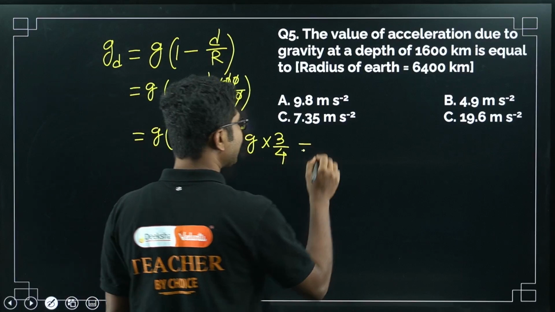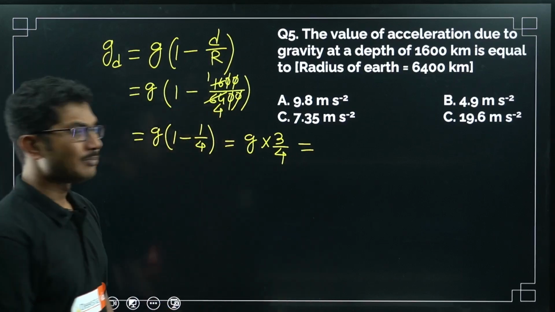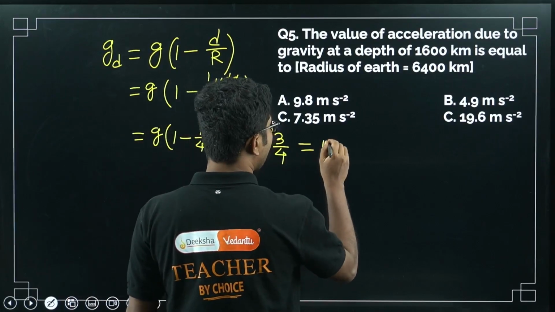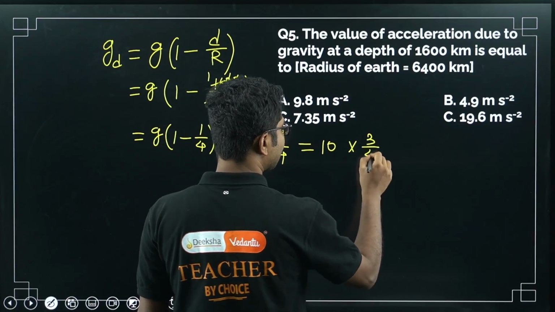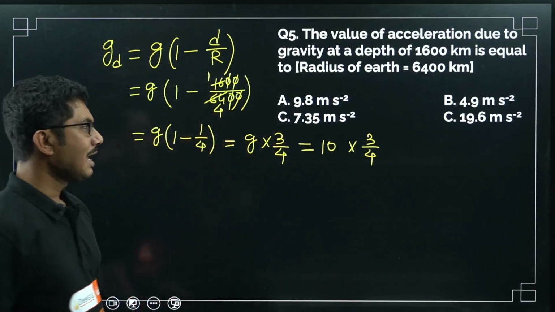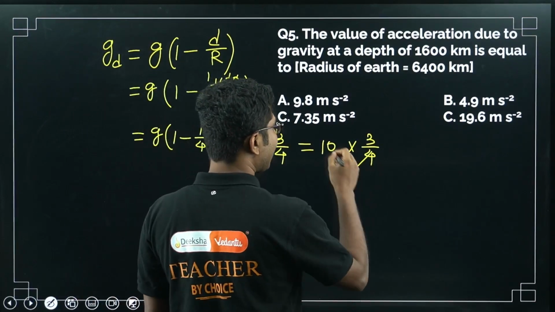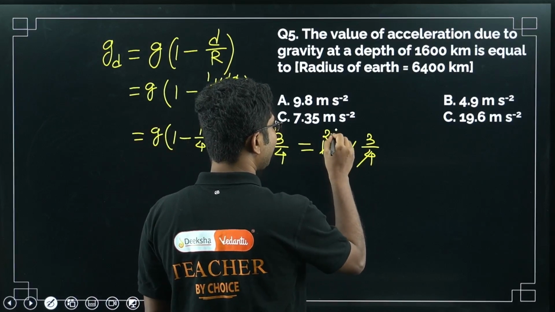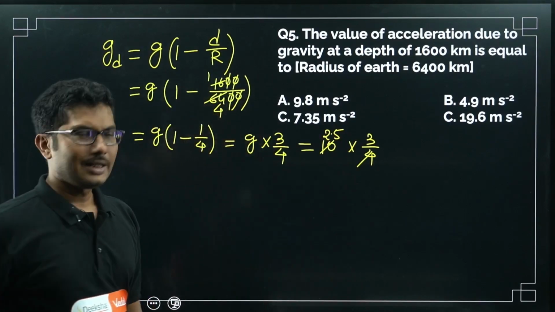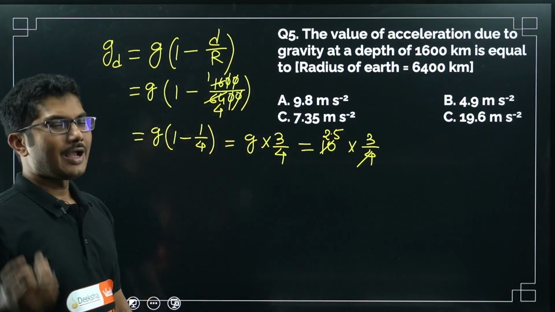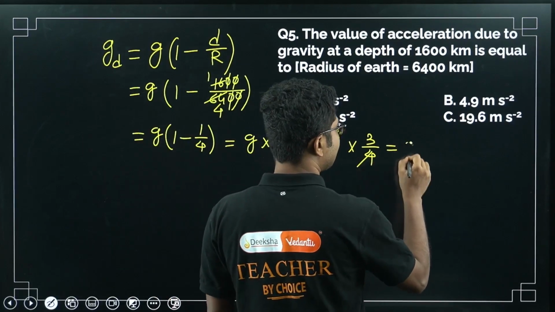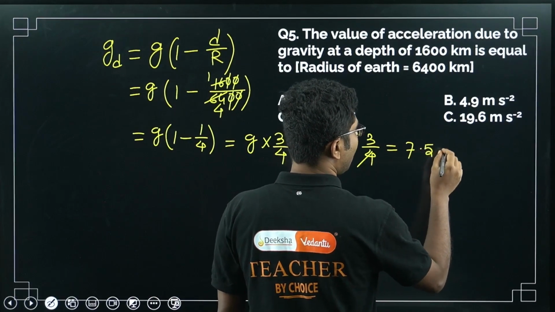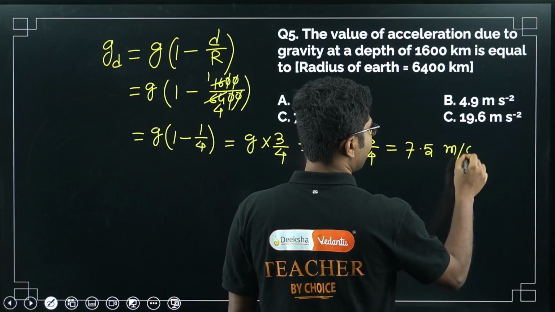Now instead of using the value of g as 9.8, we will use the value of g as 10. Why? That will be helpful for us to cancel. Okay, now 10 divided by 4 is 2.5, right? So 10 by 2 is 5, another 2 is 2.5. So it will be 7.5 meter per second square.